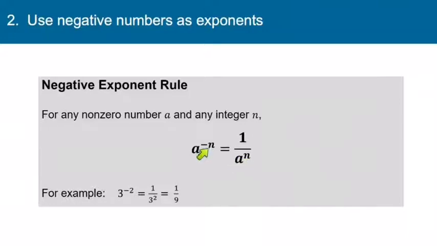So sometimes we say that you can change the sign of an exponent by moving it to the denominator. So for example, 3 to the negative 2 would be 1 over 3 to the positive 2, and we know that 3 to the second power is 9. So that would make 1 over 9.